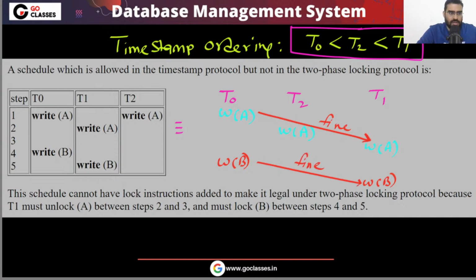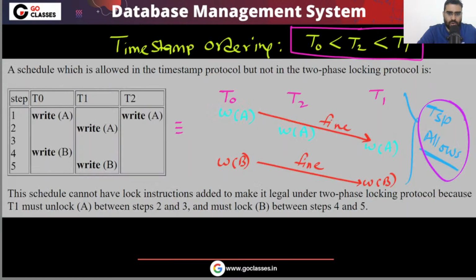So this is allowed by, I can say, timestamp protocol allows. Correct? Timestamp protocol will allow it. This will be allowed by the timestamp protocol. Okay, so there is no problem. Timestamp protocol will allow it.